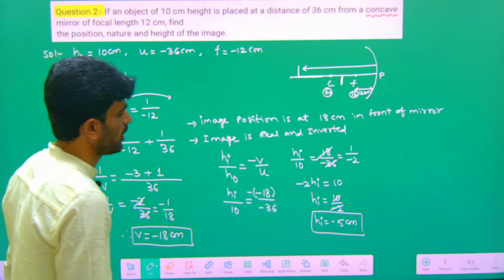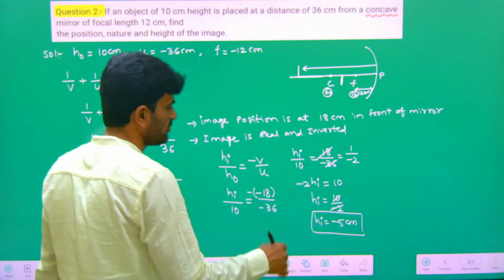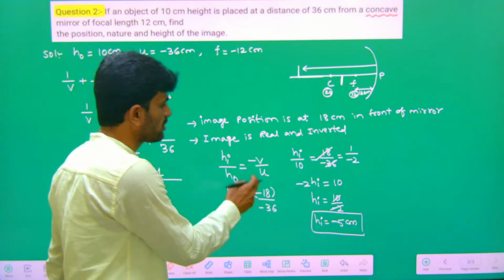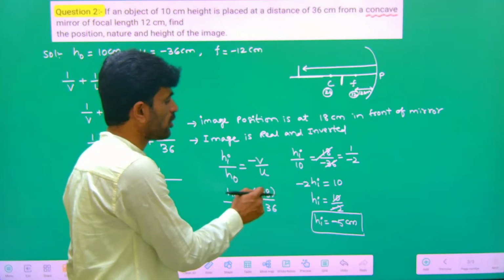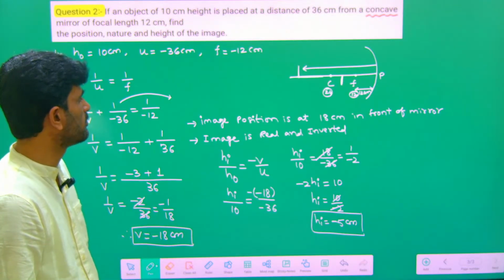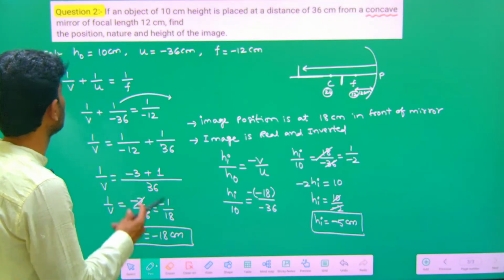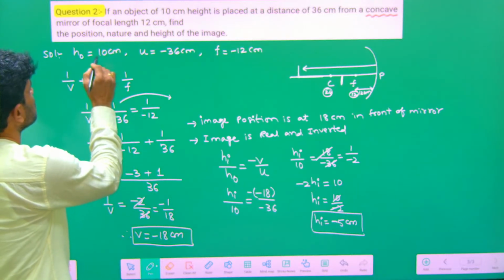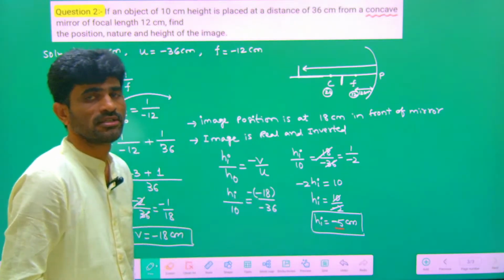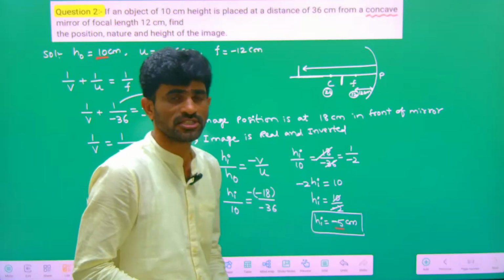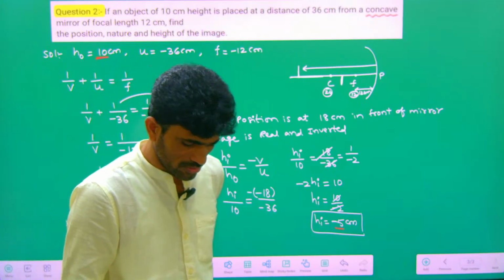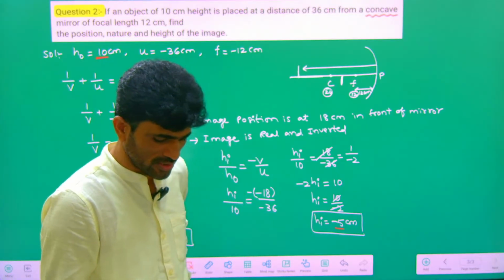Minus 5 centimeters. Why did we get minus? Because it is inverted. When it is an inverted image, the height of the image will be negative. So you should be very careful about this minus and plus. If you make a small mistake somewhere, your answer will go wrong. And it is diminished. You can observe here the height of the object is 10 centimeters, bigger, and the height of the image is 5 centimeters. Means what? It is diminished. So we got a real, inverted and diminished image. According to our concept only we got it, so it is correct.